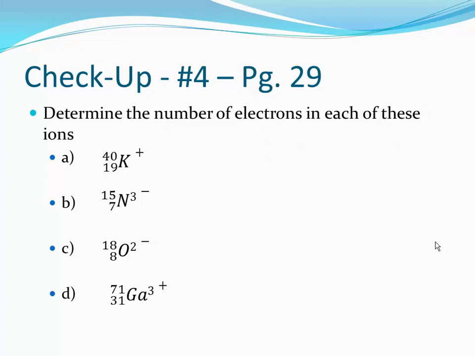Last problem, determine the number of electrons in each. So potassium plus 1 means it lost an electron. It goes from 19, because 19 is the proton number, to 18 electrons. Nitrogen 3 negative starts at 7, goes to 10 because it's 3 negative. Oxygen has 8, gains 2 more, so 10 electrons. Gallium 31 has a plus 3 charge, that means it loses 3, so it went to 28 electrons.